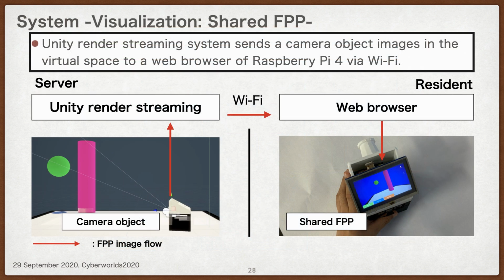We used Unity Render Streaming developed by Unity Technologies for transmitting FPP images generated by Unity to the display on the resident. Since WebRTC technology is used in this streamer, although the computer of the resident is poor, it is suitable for sending images in real time.